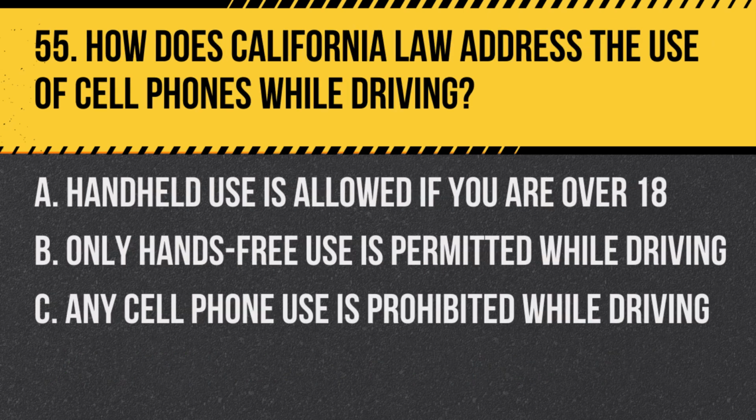Question 55. How does California law address the use of cell phones while driving? A. Handheld use is allowed if you are over 18. B. Only hands-free use is permitted while driving. C. Any cell phone use is prohibited while driving. Answer: B. Only hands-free use is permitted while driving. Handheld use is illegal to minimize distractions.